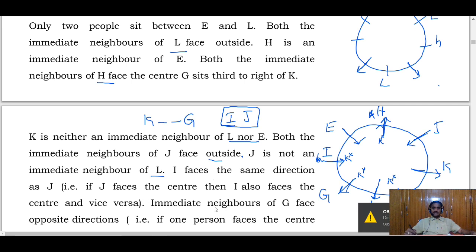And the immediate neighbors of G face opposite. These two persons are opposite to each other. Now this is the final arrangement where these eight persons sit at a circular table. Some of them are inward and some of them are outward. Now this is about question numbers 146 to 150.